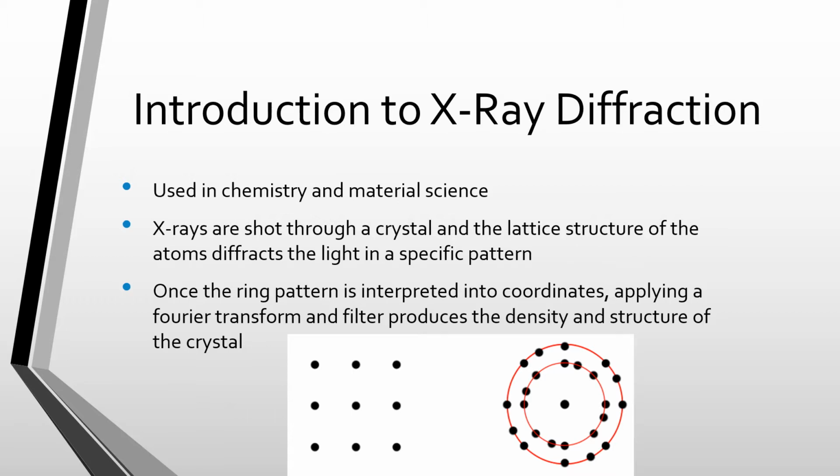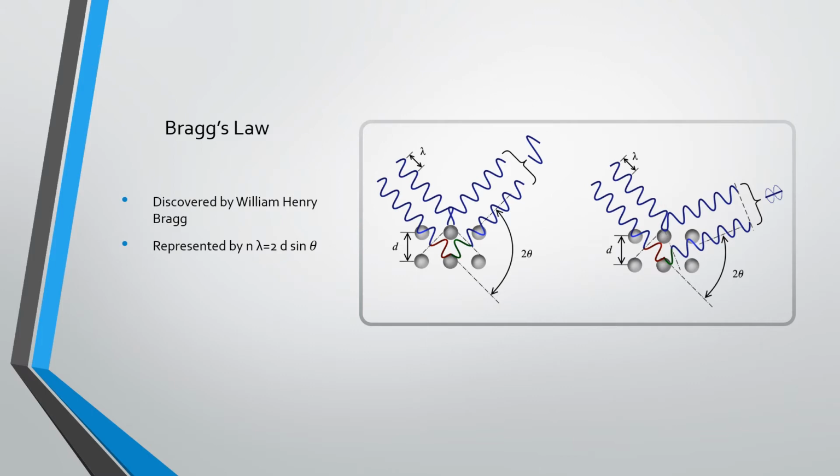crystal. This technique was discovered by William Henry Bragg, who discovered that the destructive and constructive interference of the crystal is directly proportional to the reflected angle. So if the angles are equivalent, then you will get this sort of structure here you can see on the left hand side, and this can be represented by n lambda, which is equal to 2d sine theta, where n is a positive integer, lambda is the wavelength, d is the distance between the lattice structures, and theta, of course, is that angle.